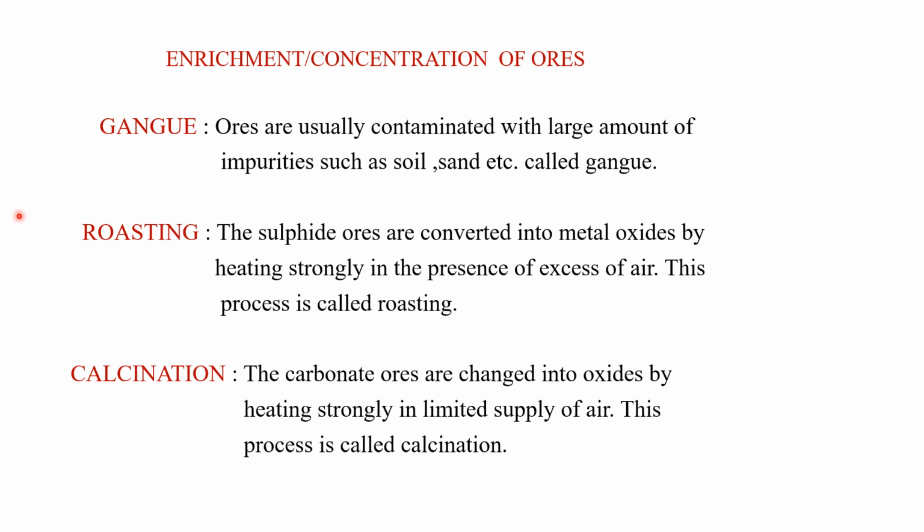Okay. Now what about roasting? Sulfide ores are converted into metal oxides by heating strongly in the presence of excess air. This process is known as roasting. The reason behind it is that it is very difficult to extract a metal from its sulfide ore as compared to its oxide ore. Now what about calcination? Carbonate ores are changed into oxides by heating strongly in a limited supply of air or in the absence of air. This process is known as calcination.